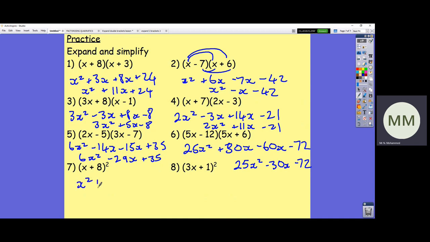This one, you say x plus 8 times x plus 8, and I get x squared plus 16x plus 64 when I expand it. This one, I'm going to go straight to the answer. Get 9x squared plus 6x plus 1. So that's a nice 6, yeah?